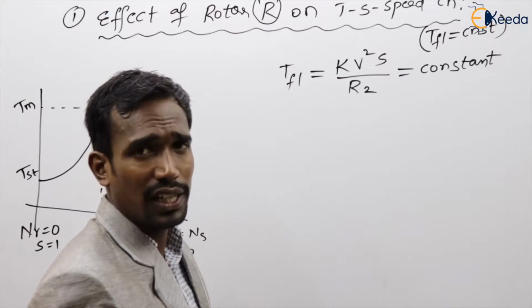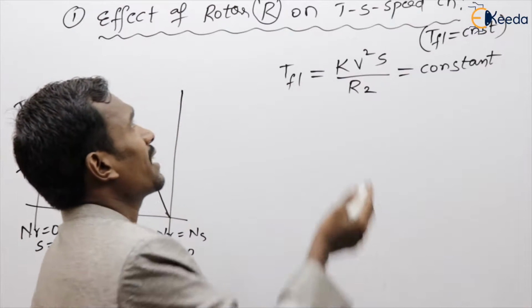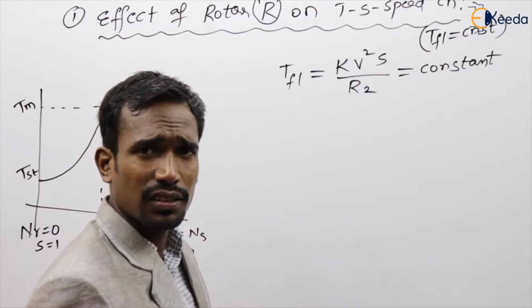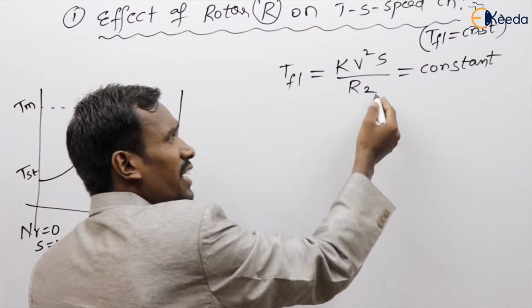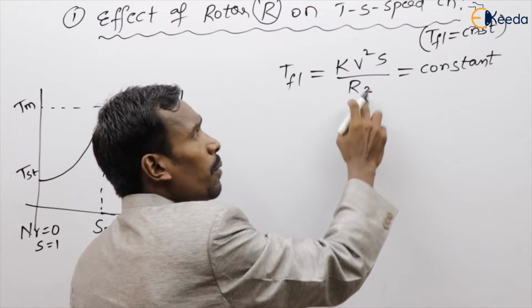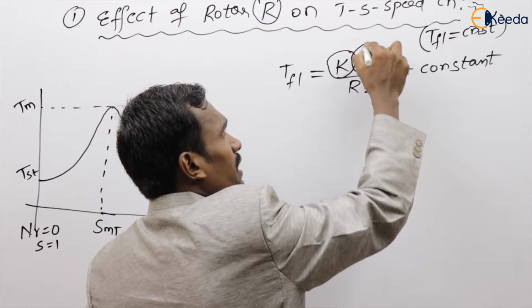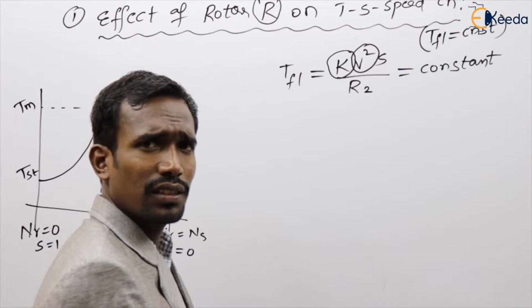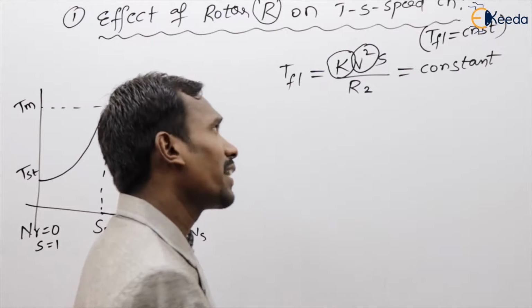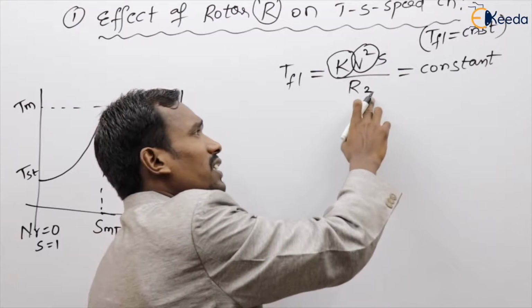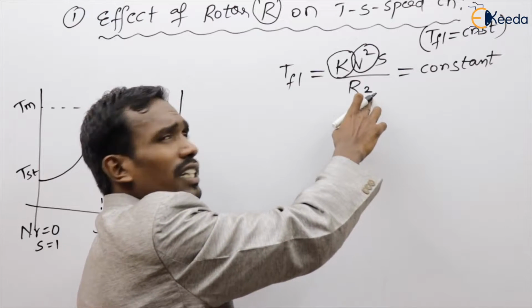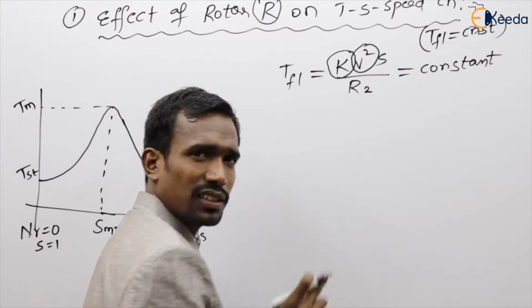Full load torque is constant, but they are changing the rotor resistance. Rotor resistance is variable, but this K is already constant, and the voltage also doesn't change. Voltage is constant, K is constant, but rotor resistance is variable. If rotor resistance changes, slip also changes.